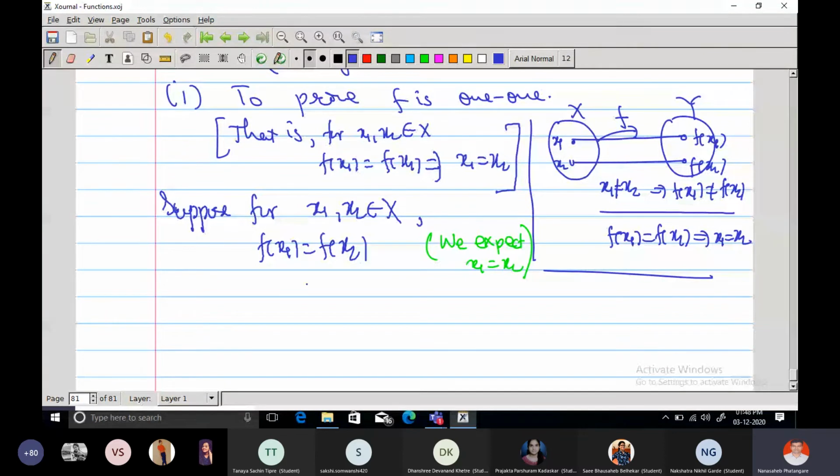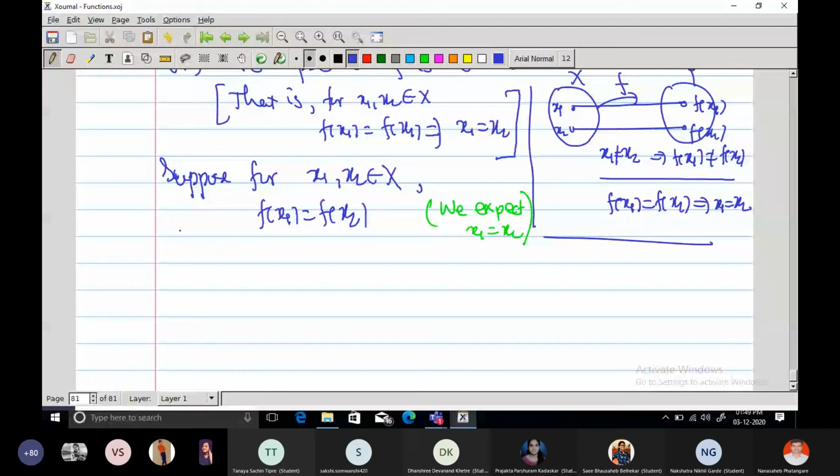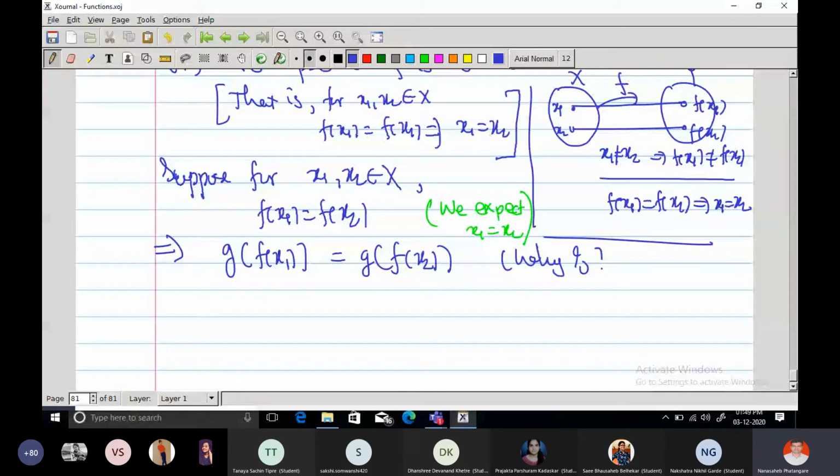Okay, but where are these two elements? Where are f of x1 and f of x2? They are in Y. Can I apply g? If f of x1 and f of x2 are two elements and they are actually the same elements, and I apply g, then can I say that g of f of x1 is the same as g of f of x2? Can I say this? Yes. Correct.